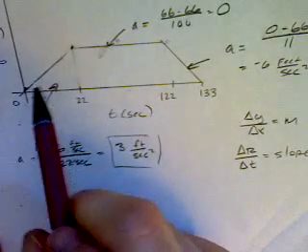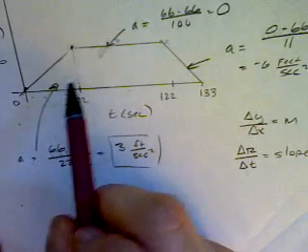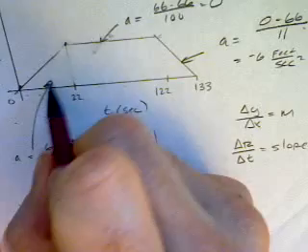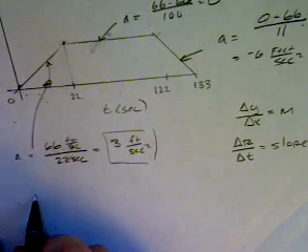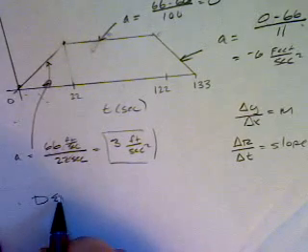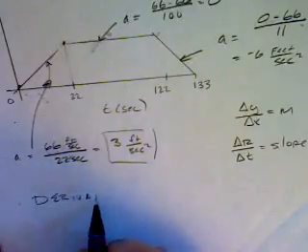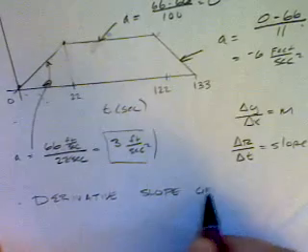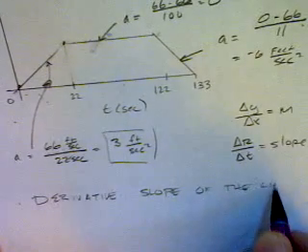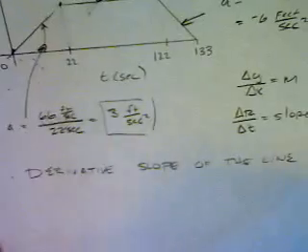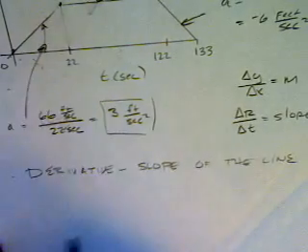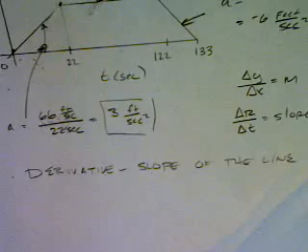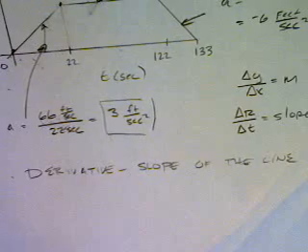With a function, the integral is the area under the curve. The derivative is the slope of the line. The derivative is the slope of the line, okay? The integral is the area under the curve. The derivative is the slope of the line.